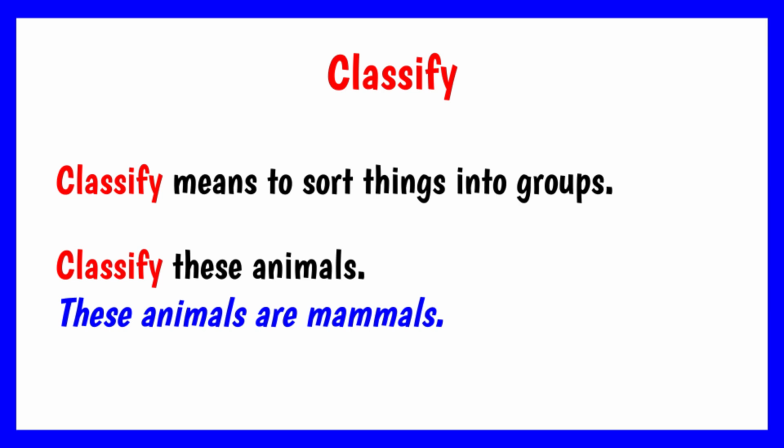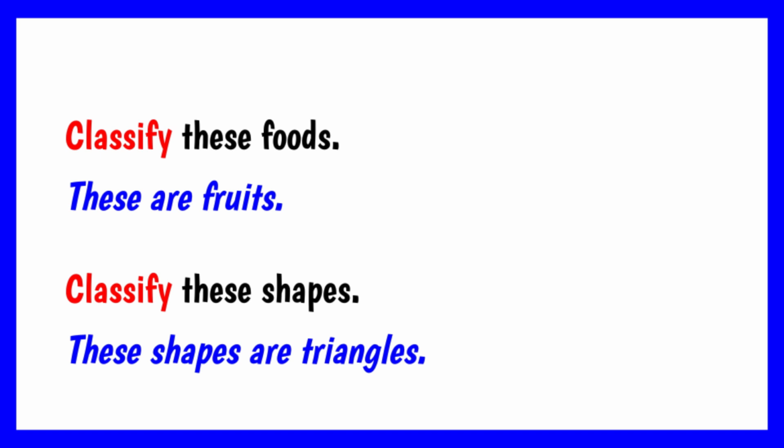Here are two more examples. Classify these foods. A good answer could be: these are fruits. Classify these shapes. A good answer could be: these shapes are triangles. When you classify, you group things with similar features.